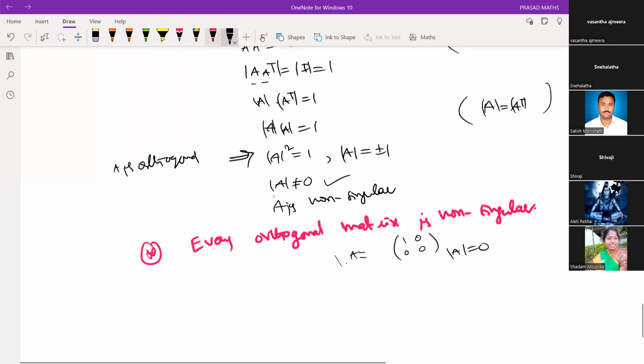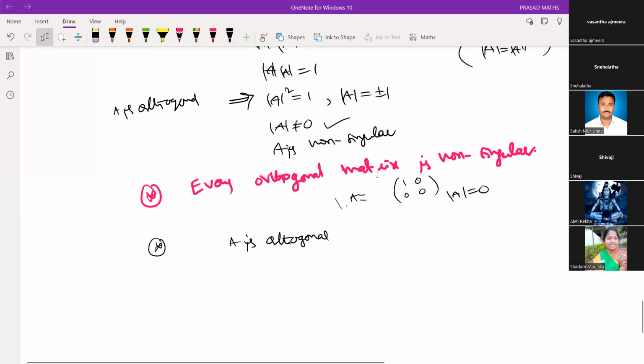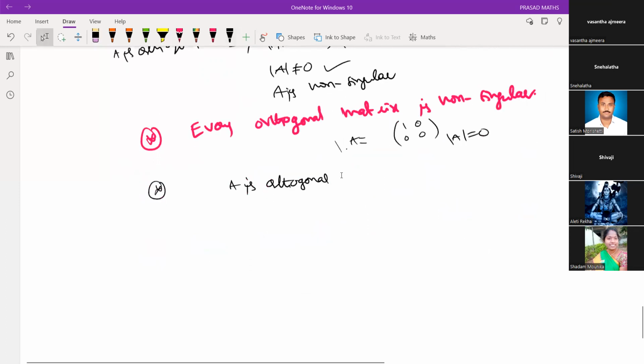Once it is a non-singular matrix, we can talk about the inverse. If A is orthogonal, it is always an invertible matrix because it is non-singular, so its inverse exists. What about the inverse? Is the inverse also orthogonal?